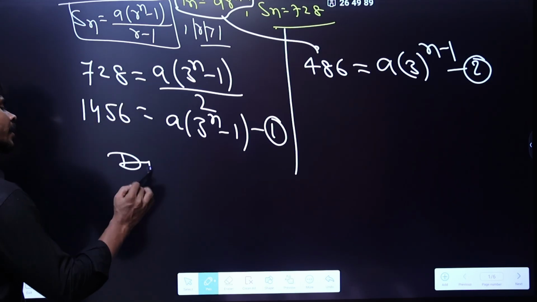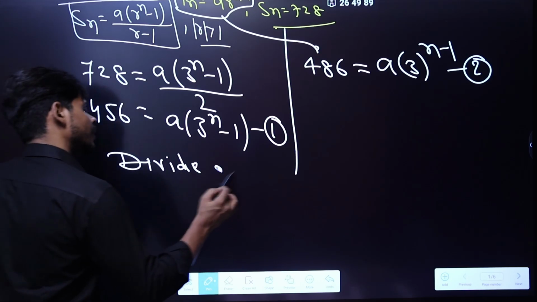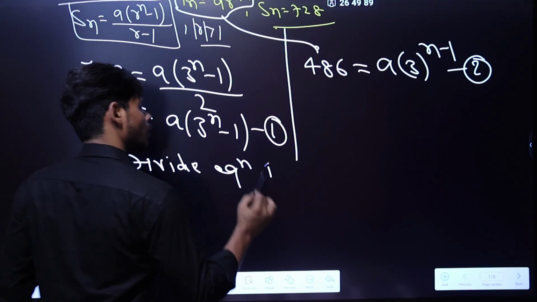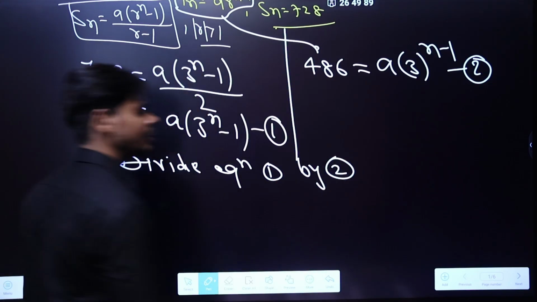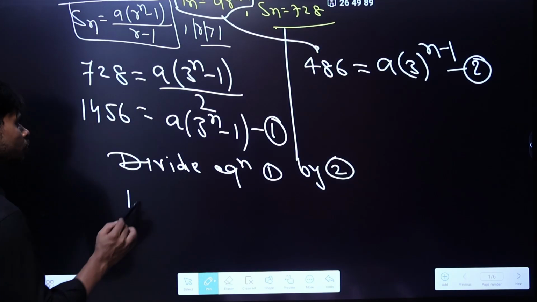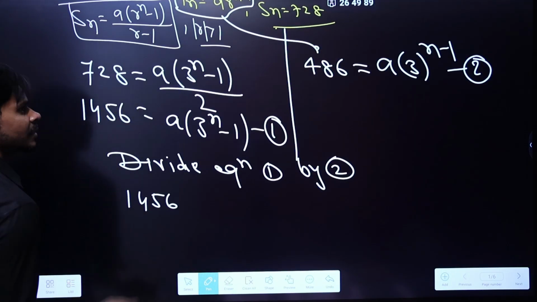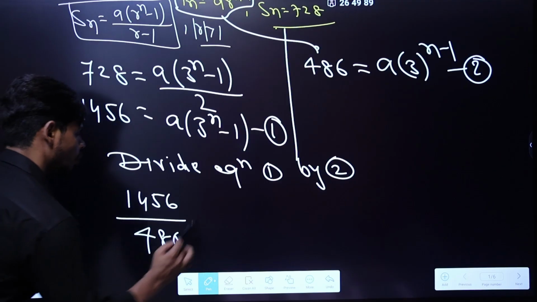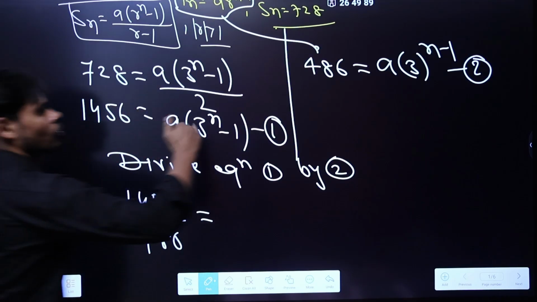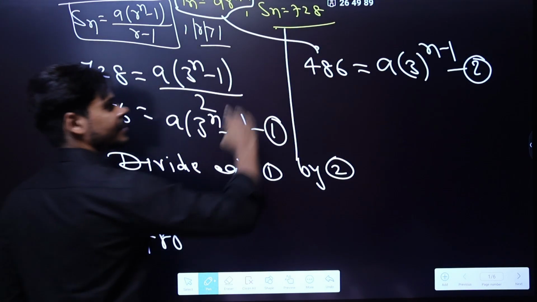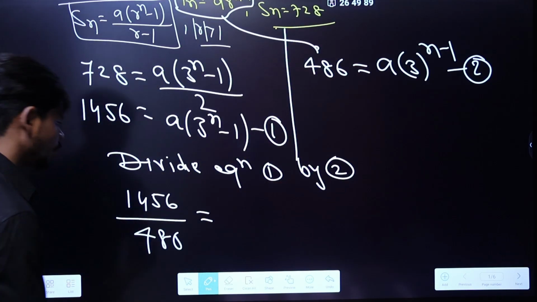So let's write over here, divide equation 1 by 2. Divide equation 1 by 2. So it will become 1 4 5 6 divided by 4 8 6. Always remember, left hand side is always divided by left hand side, and right hand side is always divided by right hand side. Don't forget it.